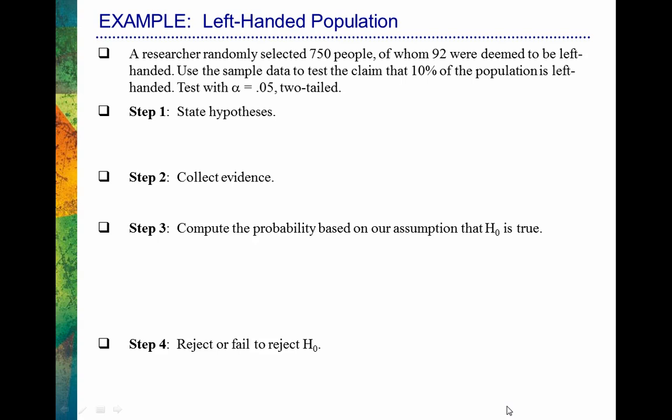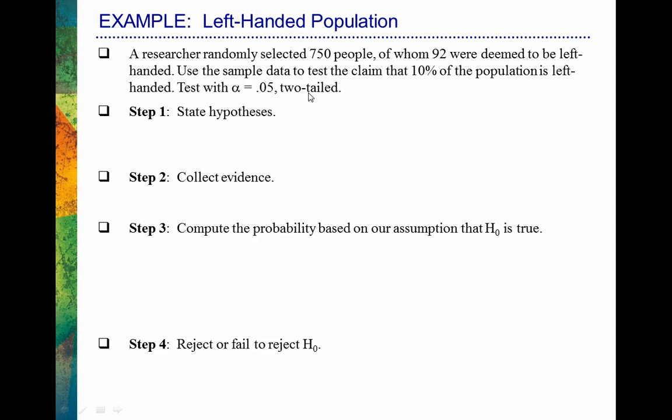It says a researcher randomly selected 750 people, of whom 92 were deemed to be left-handed. Use the sample data to test the claim that 10% of the population is left-handed. So we often hear that number thrown around, 10% of the population is left-handed. Well, truthfully, I don't know what that's based on. I don't know what kind of research was done. So someone did some research that we're reading about here to test to see if that commonly understood number really has some evidence to support it.